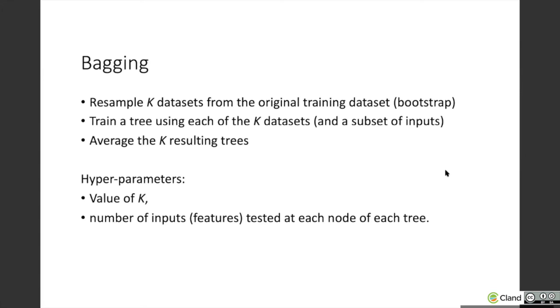It is used to reduce the number of candidate inputs tested at each splitting rule. For example, if you have 20 inputs available in your dataset, you will not consider the 20 inputs at each splitting rule for building the tree. You will choose randomly a smaller number of inputs, something like, for example, 6 inputs out of the 20.